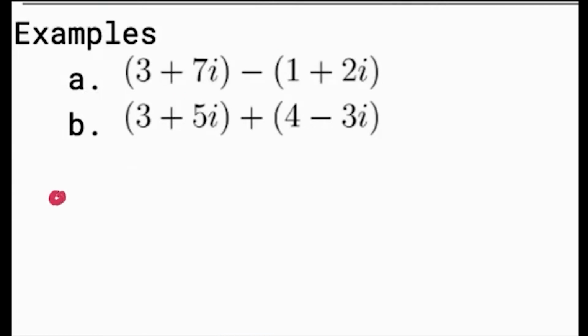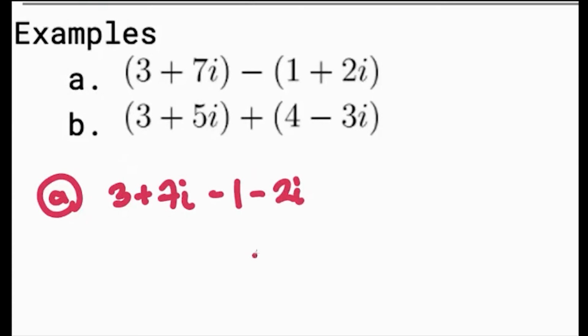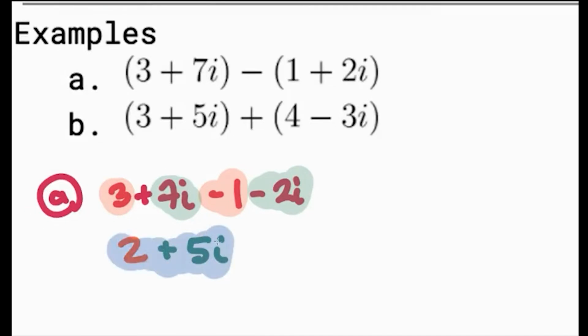So we're going to do that first. You're going to end up with 3 plus 7i minus 1 minus 2i. From here, I'm going to combine like terms, which is this 3 and this negative 1. That's going to be 2. Then I'm going to combine the 7i and the minus 2i to get 5i. And then you have your answer. This is the final answer here.